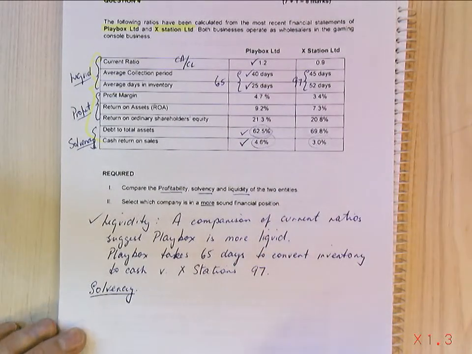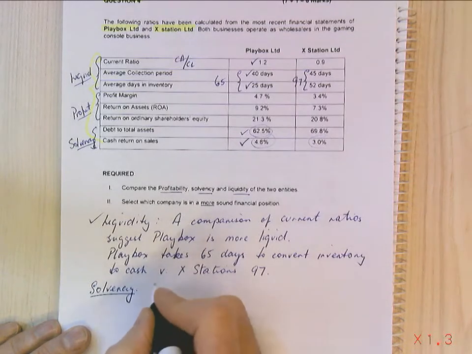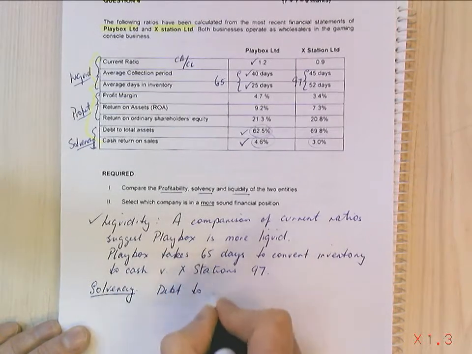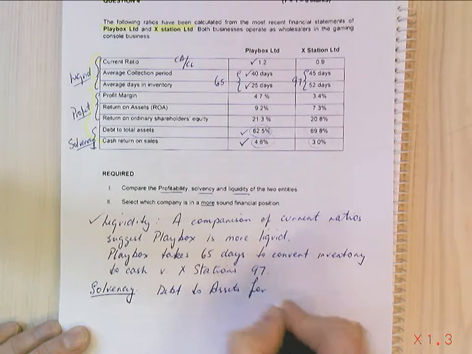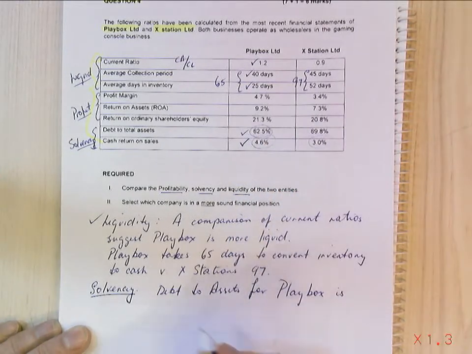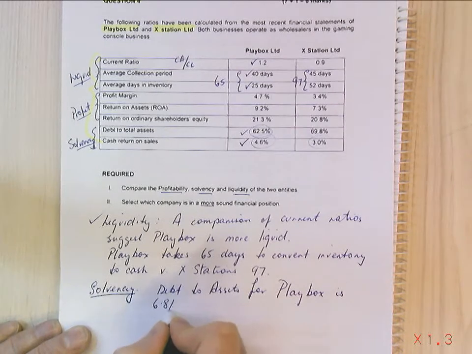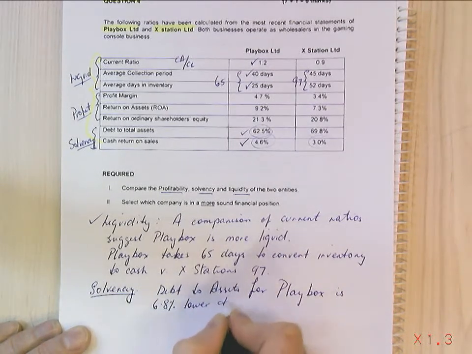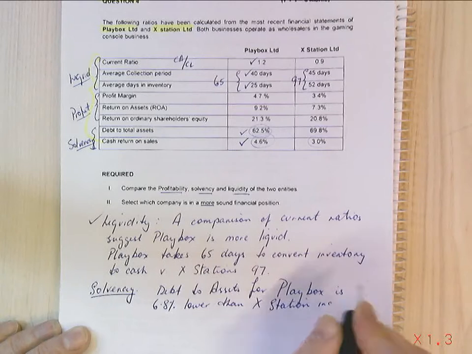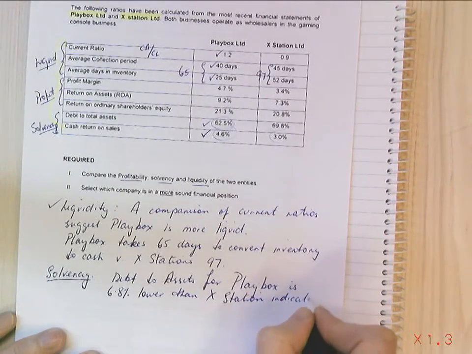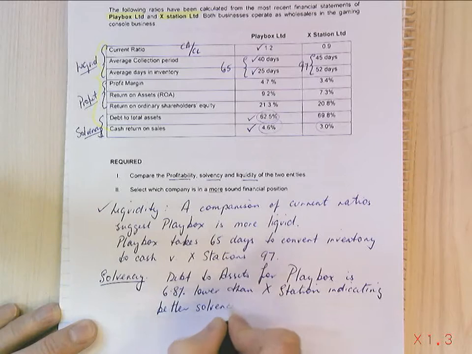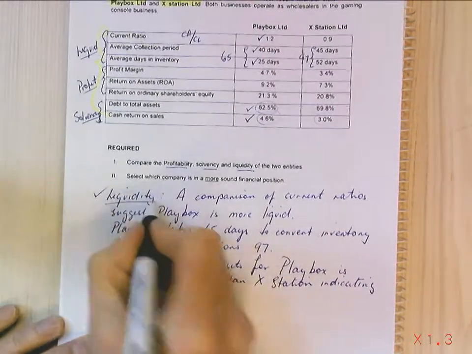So my solvency indicates, what does insolvency indicate? Debt to assets for Playbox is, what is it, 6.8% lower. The next station, indicating better solvency. Now it's not much better, but it's better. Profitability.